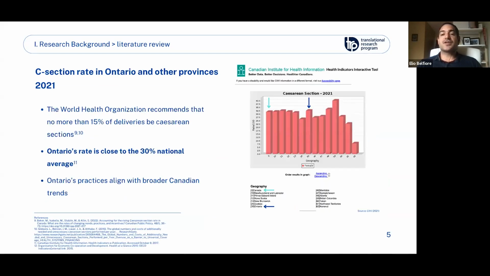The graph here shows C-section rates per 100 live births across Canadian provinces in 2021. Globally, the World Health Organization recommends that C-sections should not exceed 15% of all deliveries. However, in Ontario, the C-section rate closely mirrors the national average of around 30%, reflecting broader Canadian trends.